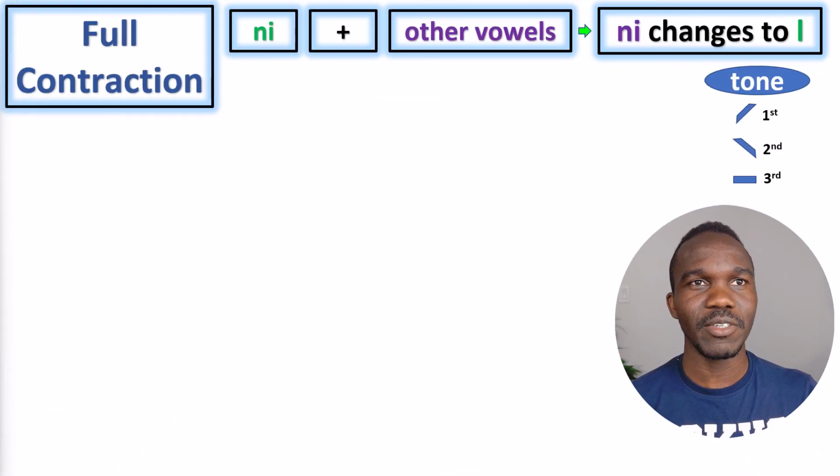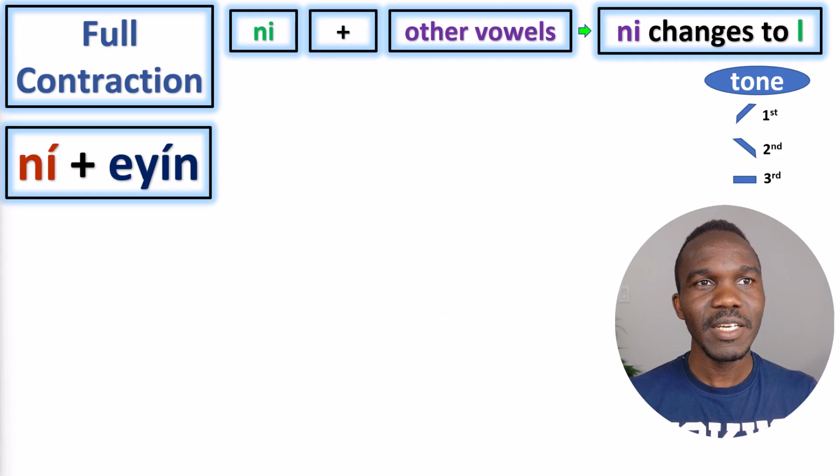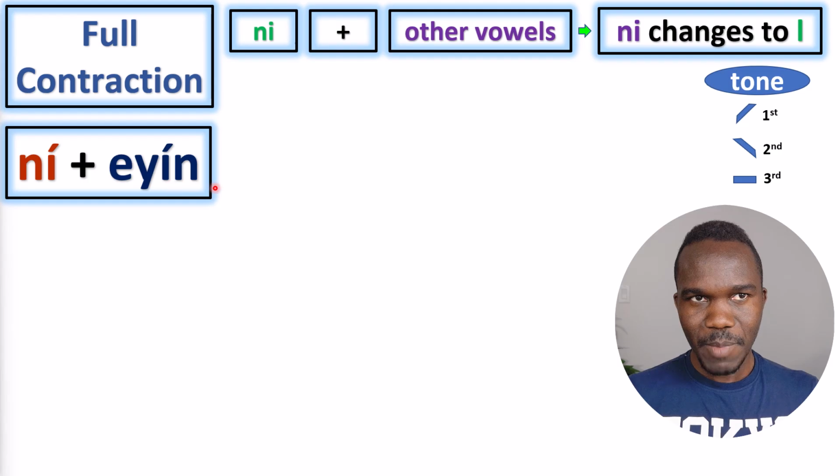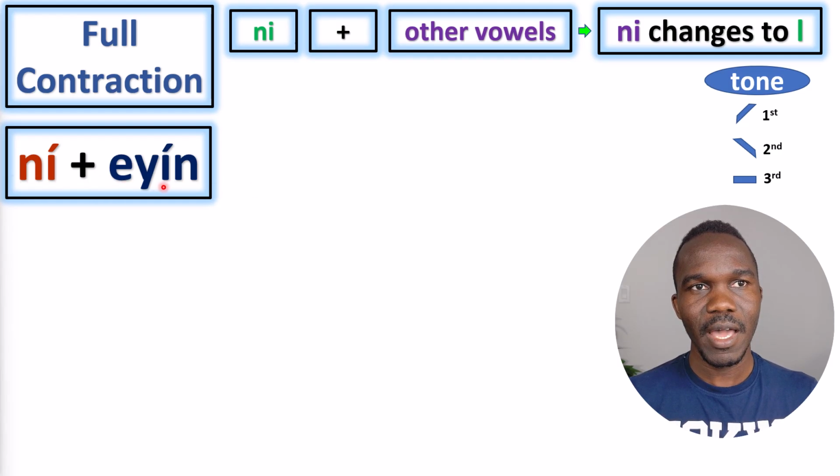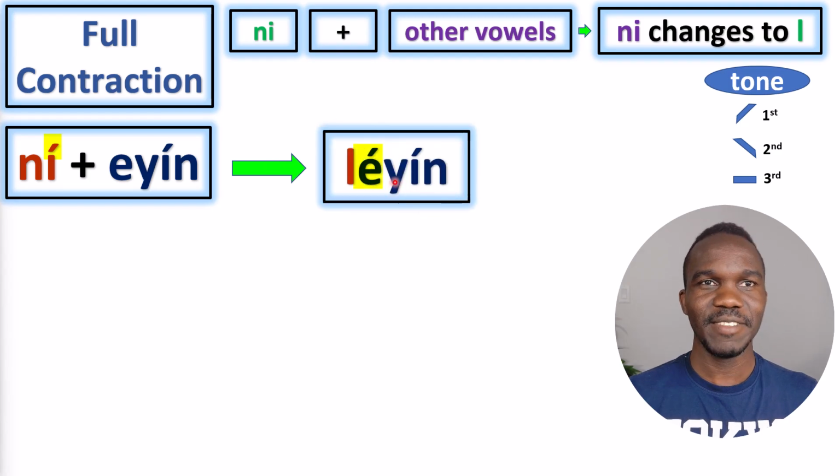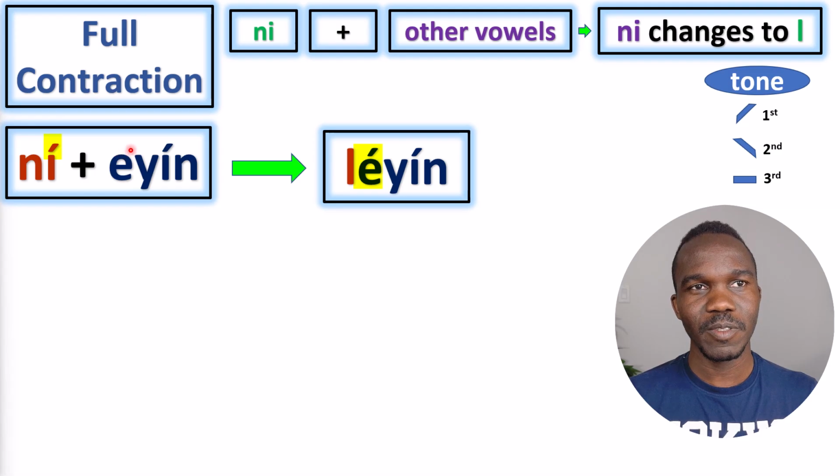Let's do another round of examples. We have mi, re mi, ni, eyin is teeth, ni eyin, right? So ni turns to what? L, and the tone moves to this place. So that's what. Lẹ́yìn, mi mi, lẹ́yìn. Can you see? The mi has moved to the beginning vowel, right? Lẹ́yìn. Okay?